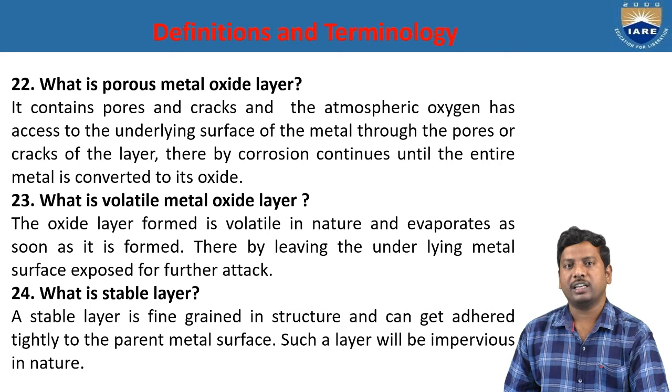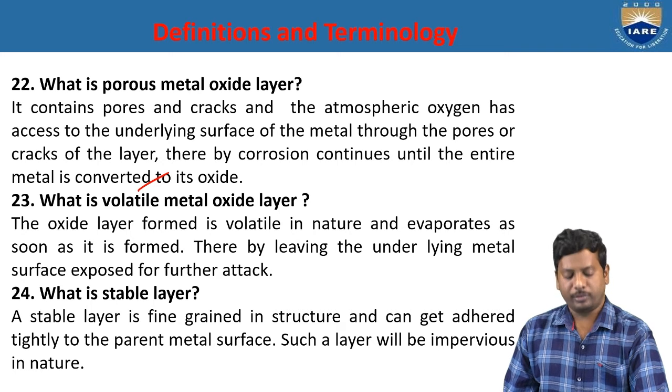For example, ferrous oxide has pores and continuously absorbs the environmental oxygen. So the metal is completely converted through the corrosion phenomenon, as the total process is continuous. And what is the volatile metal oxide layer? The oxide layer formed is volatile in nature and evaporates as soon as it is formed, thereby leaving the underlying metal surface exposed for further attack. What is the meaning of volatile? Volatile means evaporation takes place. And what is a stable layer? A stable layer is fine grained in structure and adheres tightly to the parent metal surface. Such a layer will be impervious in nature.